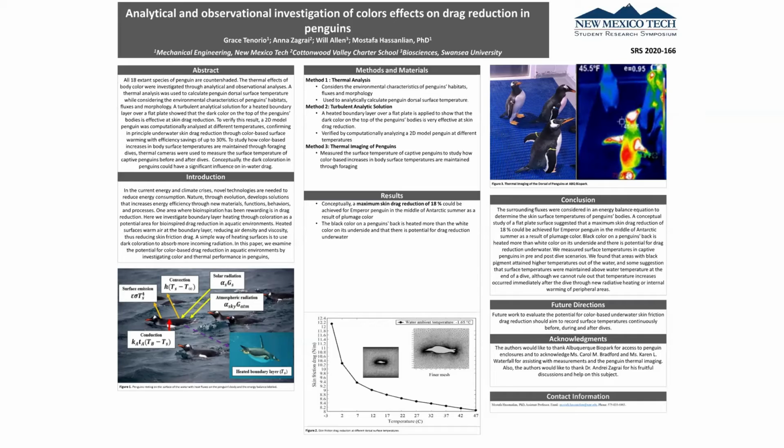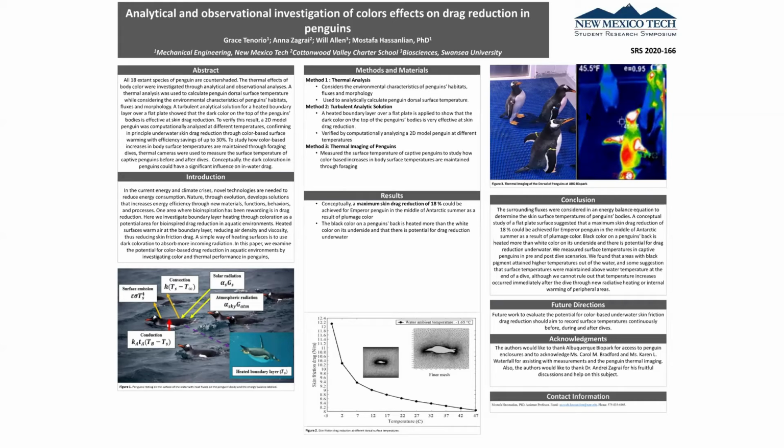So all 18 species of penguins are counter shaded, meaning that they are black on their dorsals or their outsides, and then white on their ventrals or undersides. And they actually evolved to be like this. They used to be more of a reddish brown color.